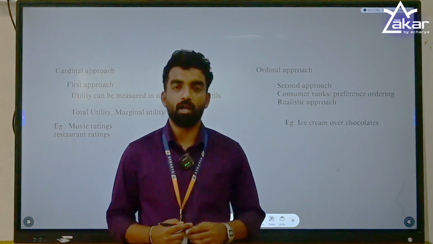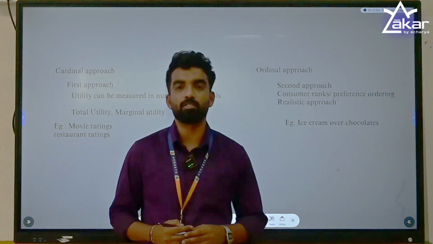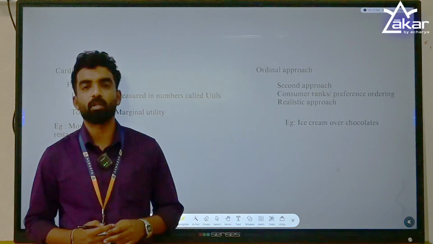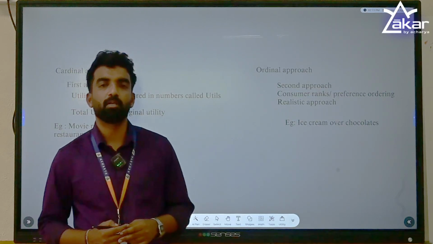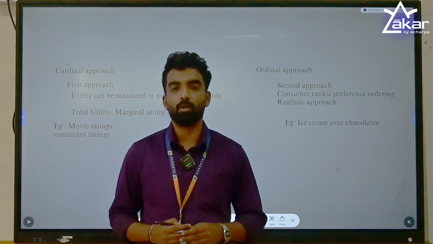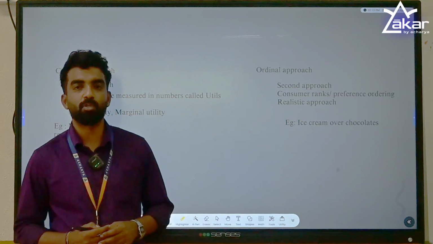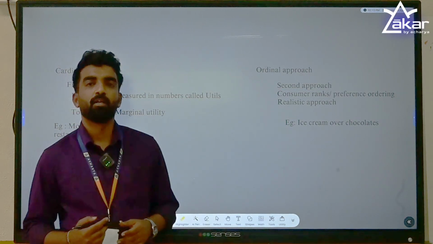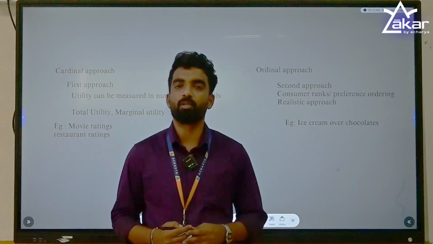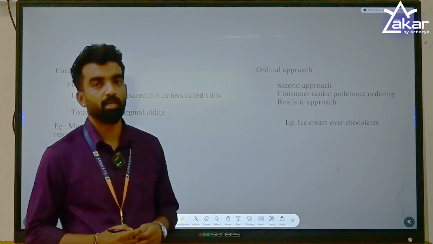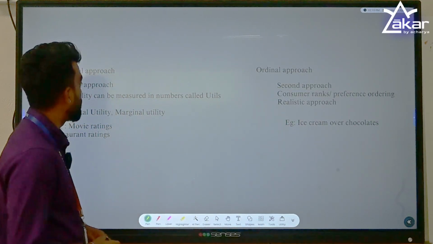Under the utility approach we discussed the meaning of utility and the types of utility. If you remember, utility is the power of a commodity to fulfill the desires or needs of a consumer, and the types of utility are initial utility, marginal utility and total utility. So these are the types of utility. Let us continue with that.